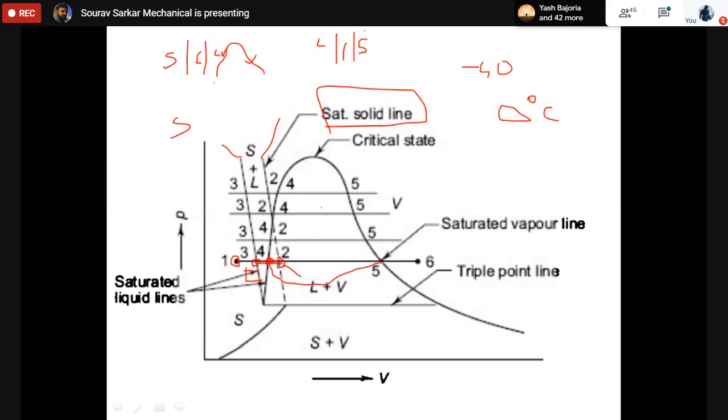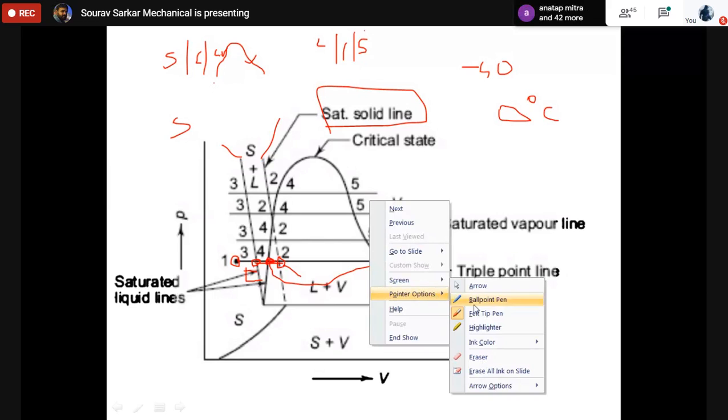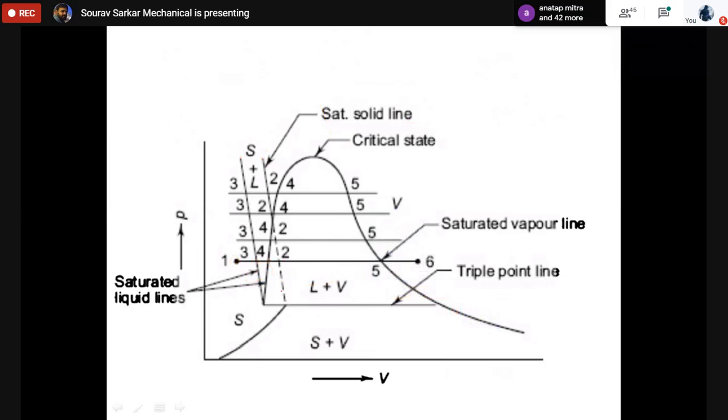I am explaining another fine thing. If you look at this point, can anyone explain what is happening above this pressure and what is happening below this pressure? Why is this point interesting, or why is there an intersection here?